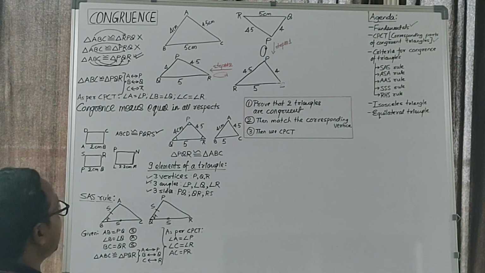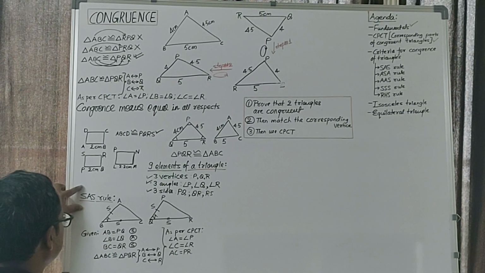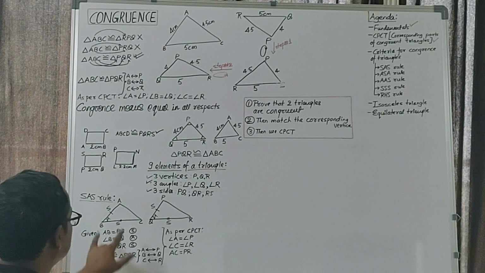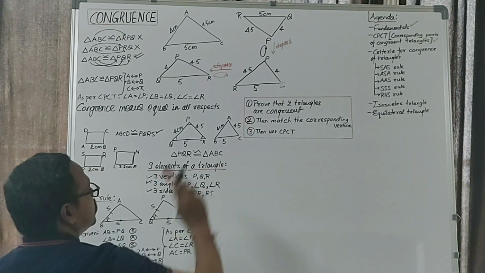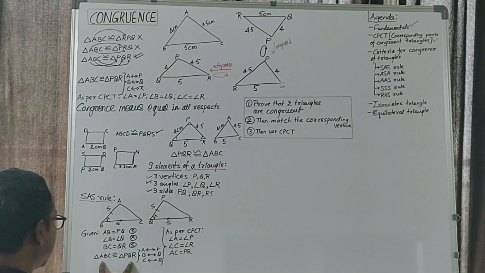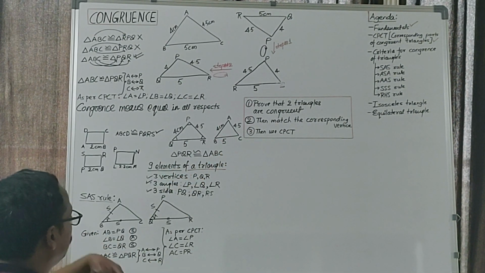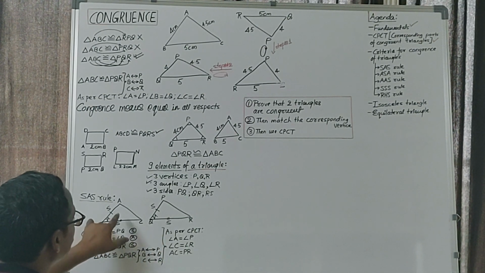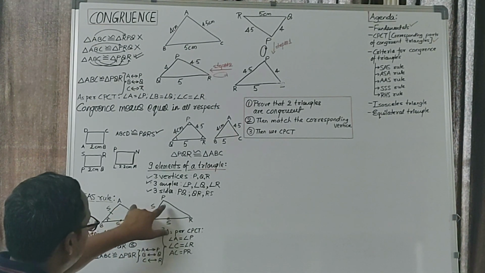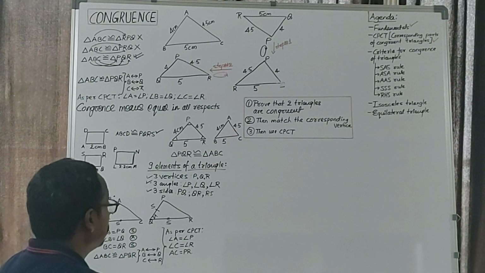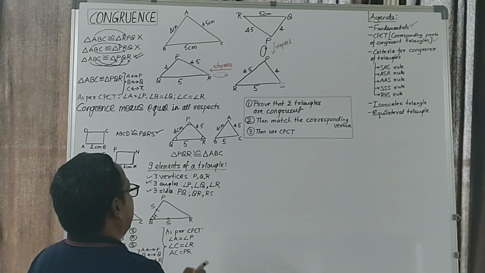So we explored what the SAS rule is, right? Side, angle, side. We proved using this rule that these two triangles are congruent, and then we followed this step to match the corresponding vertices. Did we match? Yes. Did we use CPCT? Yes. With the help of CPCT, we proved that angle A is equal to angle P, angle C is equal to angle R, and this side is equal to this side. Okay. So now we are going to talk about ASA, right?